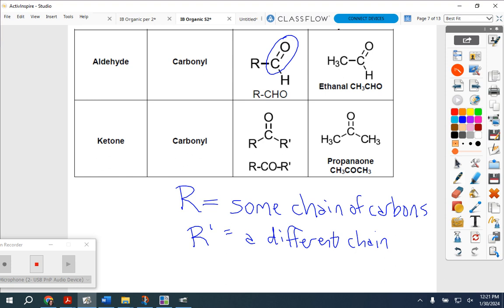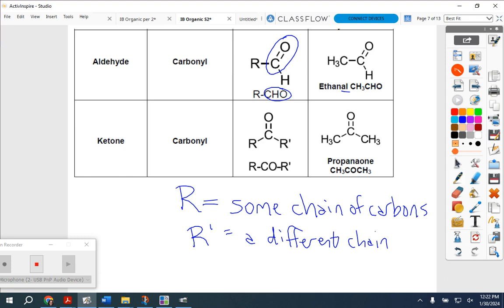And that it's written in our condensed structural formula as CHO. So if you see CHO in a condensed structural formula, that's an aldehyde. And it ends in al. You add the al at the end. So ethane becomes ethanal if it's 2 carbons. If you had 3 carbons, it would be propanal, etc.